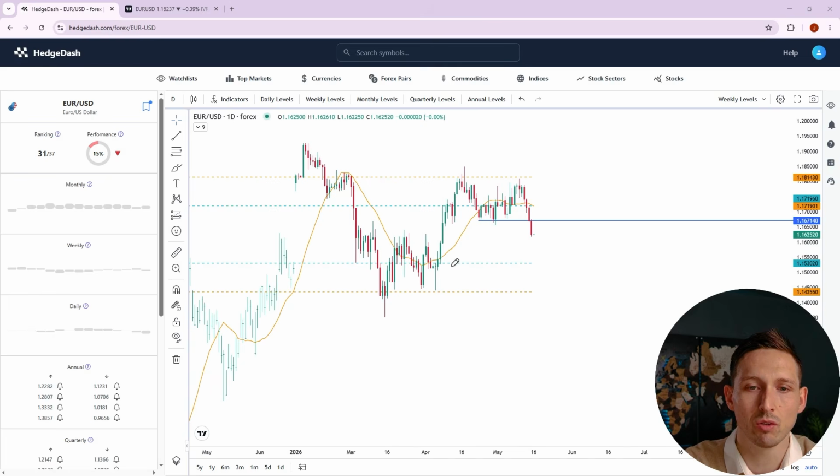And what you can see here is when you have this kind of double failure to make a high, now we've broken down below this low. This is likely technically going into a third wave to the downside because you have your one, your two, your failure to make a high. And as you break the low, what happens is all the traders who have been buying down here, they have stop losses. And as they get liquidated, they pull their positions and this causes a strong sell-off.